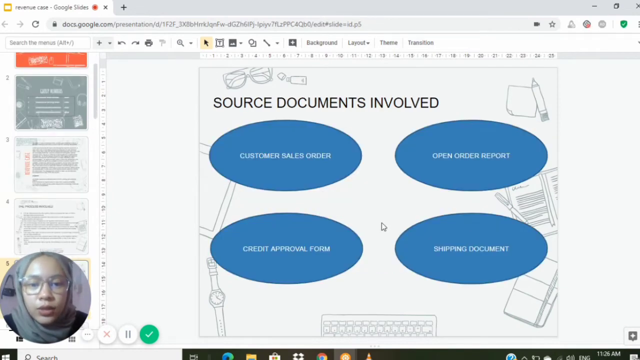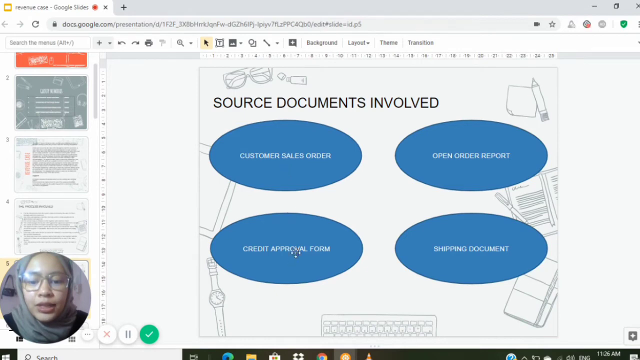The next one is source documents involved. The first one is the customer sales order. This document contains details of the types and quantity of product or service ordered. The order is then received by the sales office through mail from the customer's sales order form. The seller will immediately make a duplicate for each customer order. This order will be pre-printed and kept in the sales office but not serially numbered.